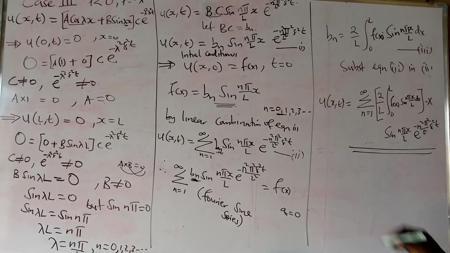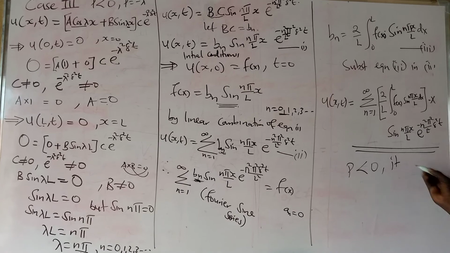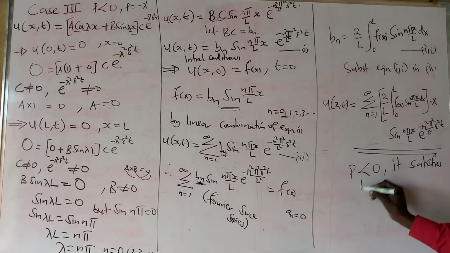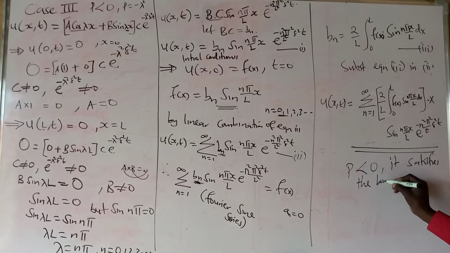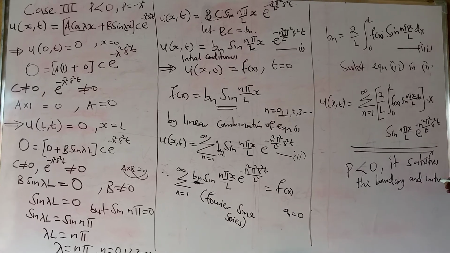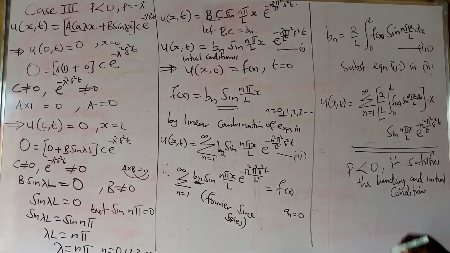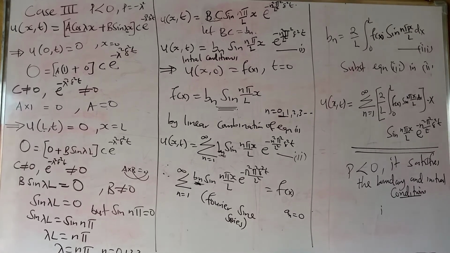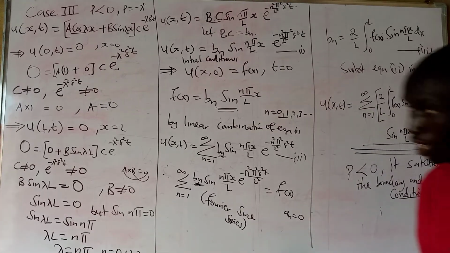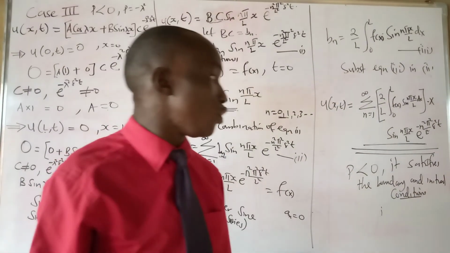So what does it mean? That means for p less than 0, it satisfies the boundary and initial conditions. That's the conclusion. Since it satisfies them, that means it is a solution to the PDE. That means this is our solution to the PDE because, for p less than 0, it has satisfied the boundary and initial conditions. So this is our last video on the PDE.